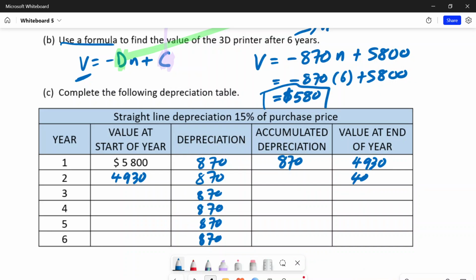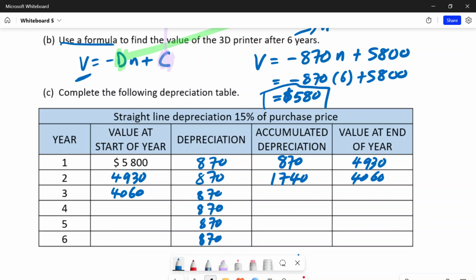So 4060. Now what do we put in accumulated depreciation? Well, it's 2 lots of 870, which gives us 1740. So we add the depreciation amount, add another 870 onto this as we go along. And so this 4060 will transfer to the next year and we'll run it again.